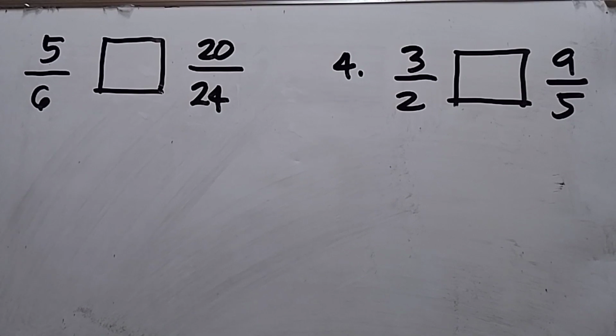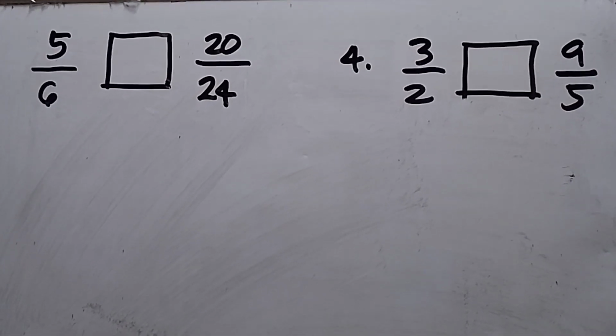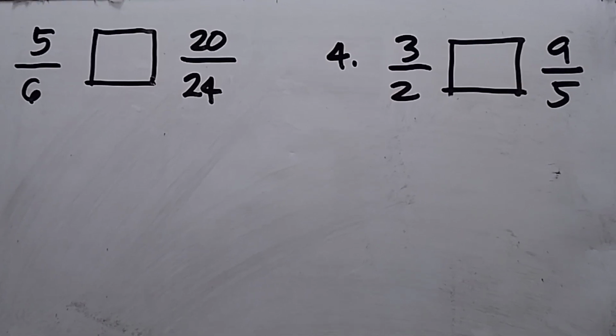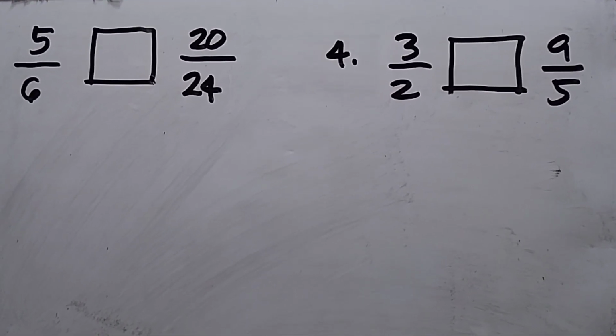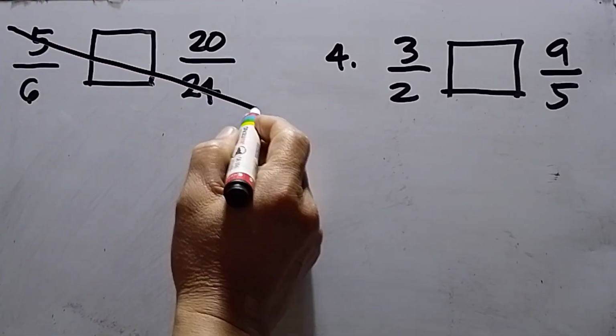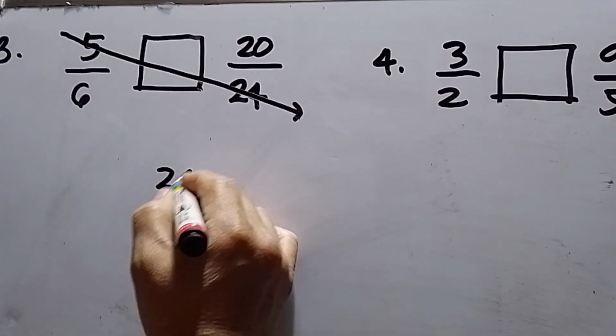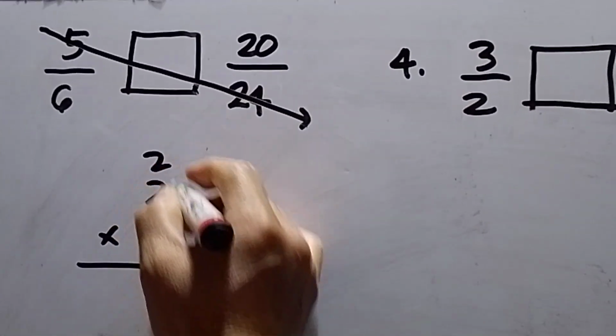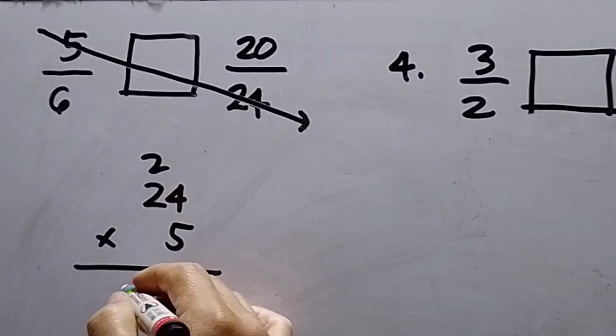Number 3, I have two fractions. 5 over 6 at the left side, and then at the right side is 20 over 24. So I need to cross multiply 5 times 24. So what is 24 times 5? So this will be 4 times 5 is 20, carry 2. 2 times 5 is 10, plus 2 is 12.